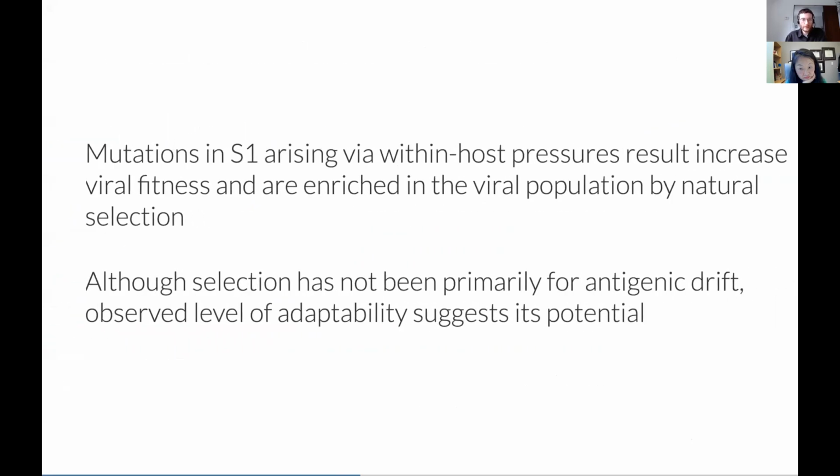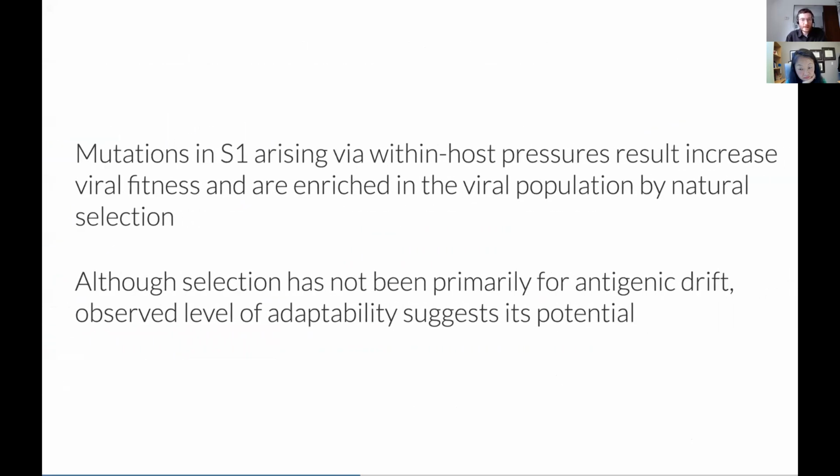And so we believe that there are mutations arising in S1 due to within-host pressures. These increase viral fitness, and they are enriched in the population by natural selection. And even though selection has previously not been for antigenic change, this adaptability, even just through Delta, suggests its potential, which we then realized with Omicron.